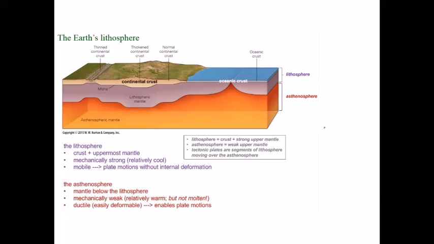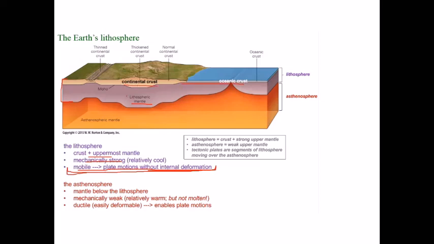Okay, so the lithosphere is the crust plus uppermost mantle. It's mechanically strong. It's relatively cool. It's mobile, and plate motions are so plate tectonics. You've probably heard of plate tectonics. You might know that plates are composed not just of the crust but of the lithosphere. So when we talk about plate tectonics and plates, we're talking about the lithosphere. So the lithospheric mantle plus the crust, ocean crust and continental crust.